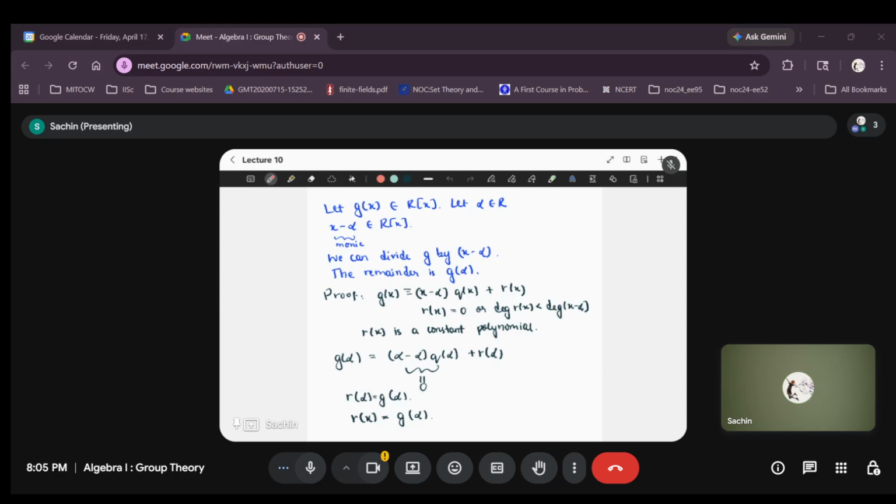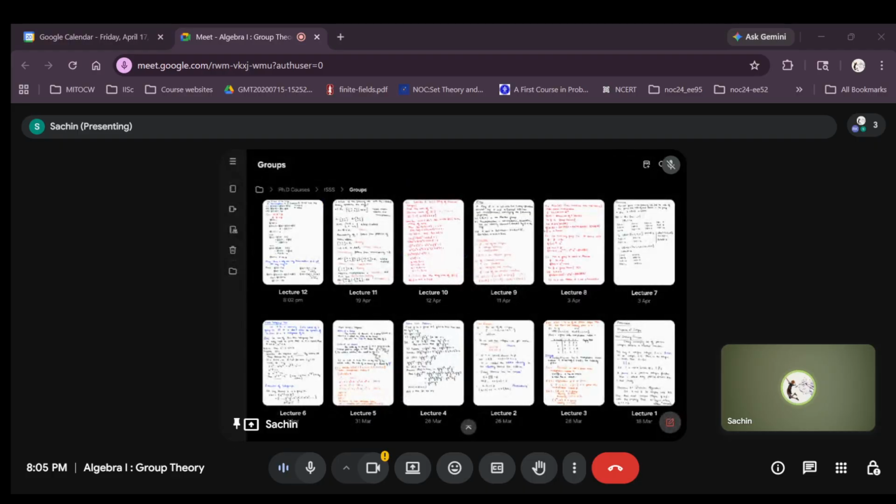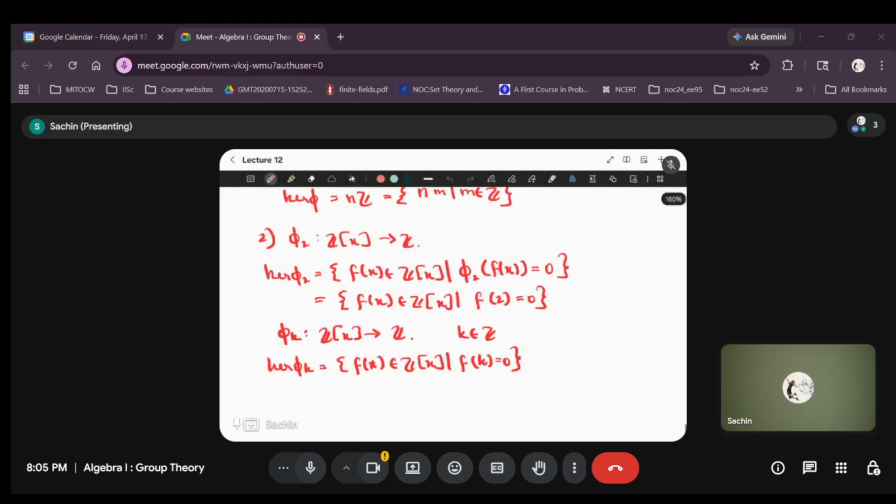Now, in today's lecture, if you divide f of x by x minus k, what is the remainder? f of k, right? If you divide g of x by x minus alpha, the remainder is g of alpha. Instead of g, we have f here. So if you divide f of x by x minus k, the remainder is f of k. But we are saying f of k is 0. What does that mean? The remainder you get when you divide f of x by x minus k is 0.